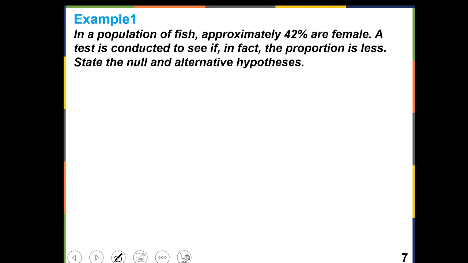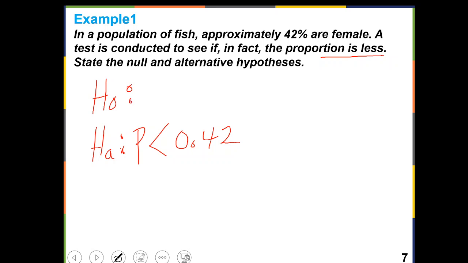All right. So how do we write the hypotheses for this? In a population of fish, approximately 42% are female. A test is conducted to see if, in fact, the proportion is less. So you see, they're trying to see if the proportion is less. That means that's the alternative hypothesis. And it's about proportion less than 0.42. And the null hypothesis is going to be what? Greater than or equal to 0.42, like that.